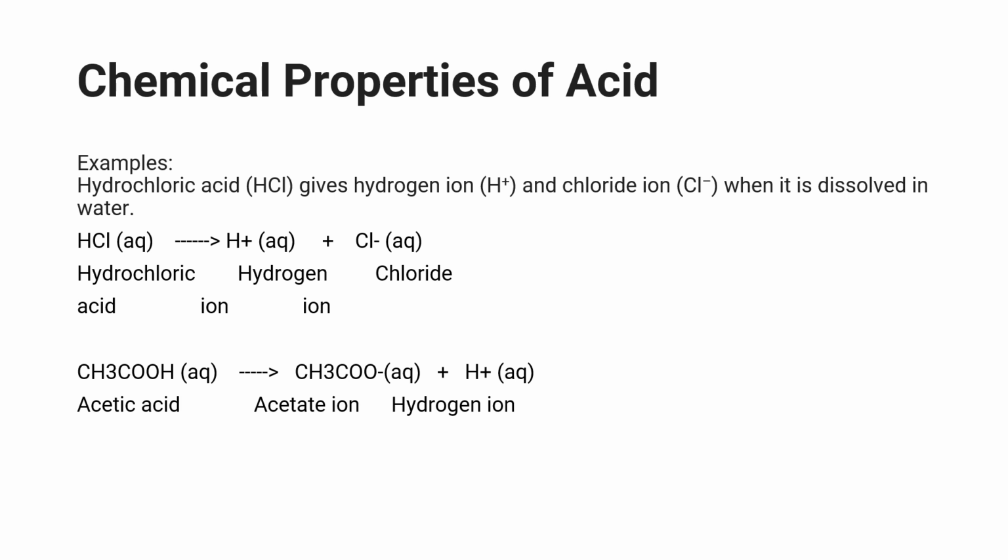Let's look at some examples. Hydrochloric acid gives hydrogen ion and chloride ion when it is dissolved in water. HCl gives H plus and Cl minus. And CH3COOH, that is acetic acid, gives acetate ion and hydrogen ion.